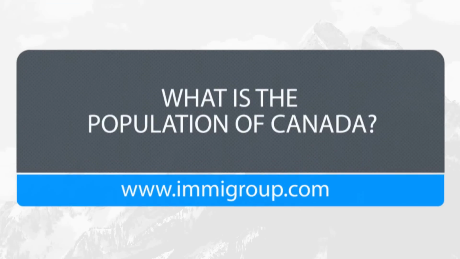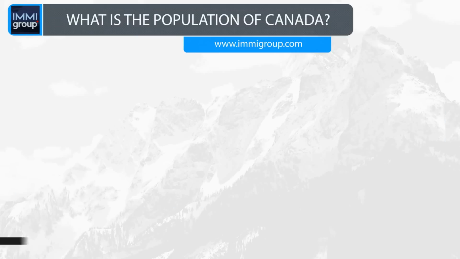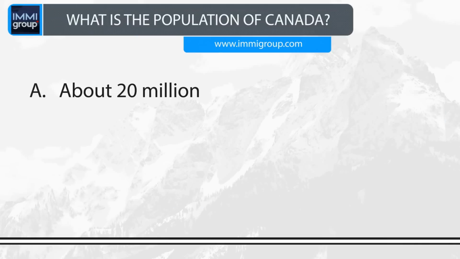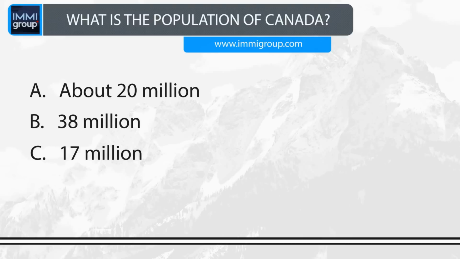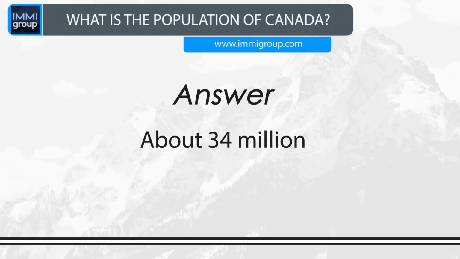What is the population of Canada? A. About 20 million. B. 38 million. C. 17 million. D. About 34 million. Answer: about 34 million.